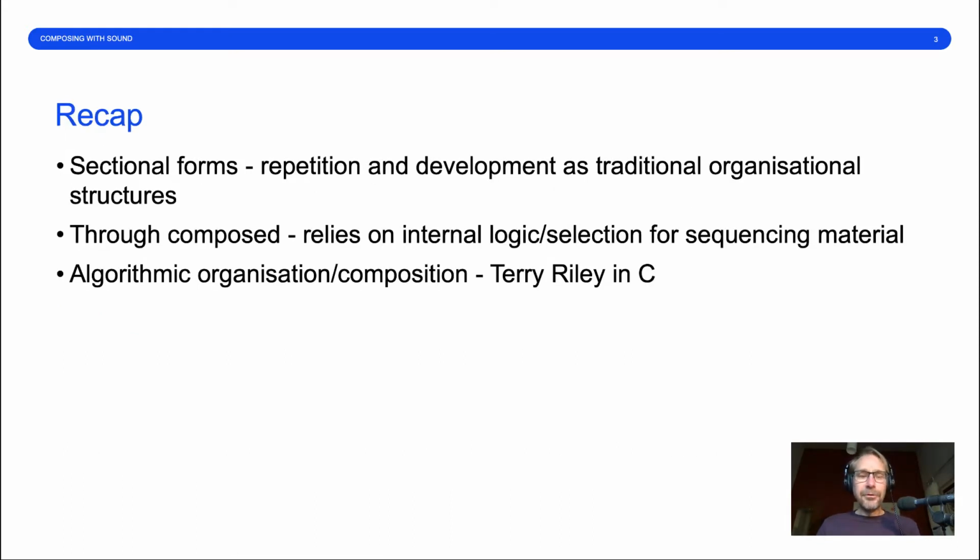So just to recap on some of the points that we've covered previously, we've introduced sectional forms for composition that employ repetition and development. And these are traditional organizing structures or principles for the approach that we take to conventional musical composition. We've also introduced the idea of through-composed structures, which rely on some internal logic for the selection or sequencing of sound material. And we've also introduced the idea of algorithmic organization for composition, and I used the example of Terry Riley's In C, and we'll look at that in a little bit more detail.